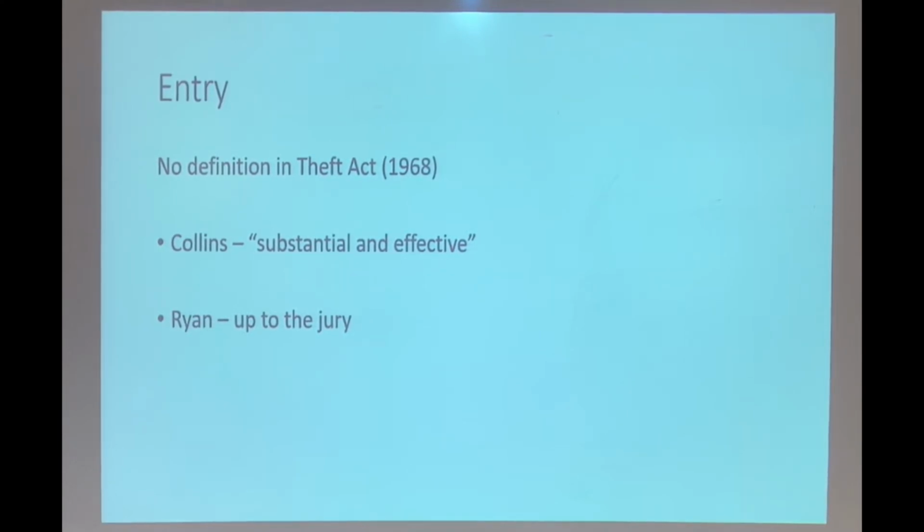In Ryan, the burglar got stuck in the window as they tried to get in, and the judge quite rightly said, well, it could hardly be classed as a substantial and effective entry because it wasn't substantial because it was only his head and his arm in the building, and it couldn't be effective because he certainly couldn't steal anything because he was stuck in the window. So instead of using that definition, the court simply said, well, let's just leave it up to the jury. So entry is up to the jury to decide whether someone has entered the building or not.